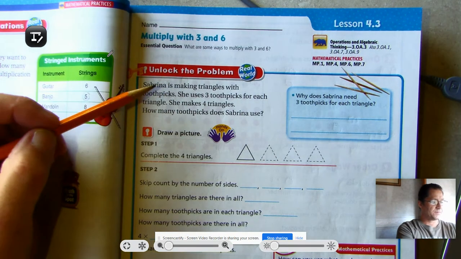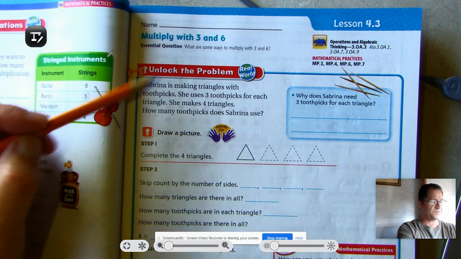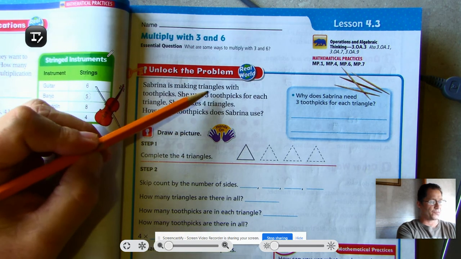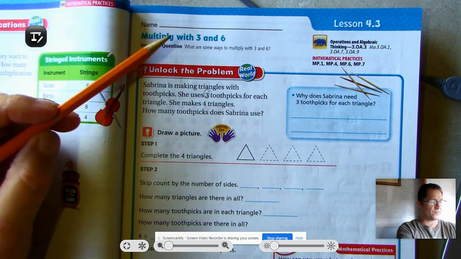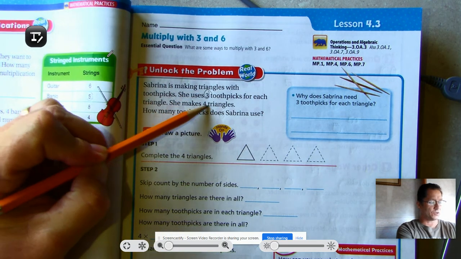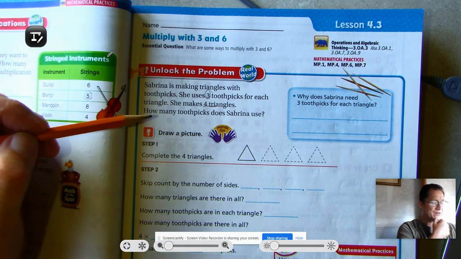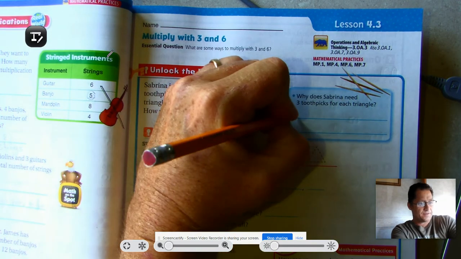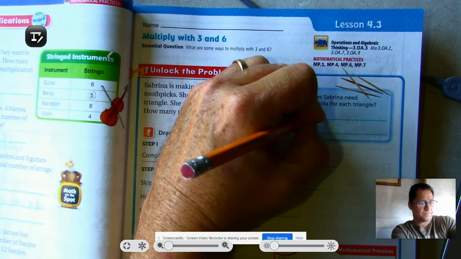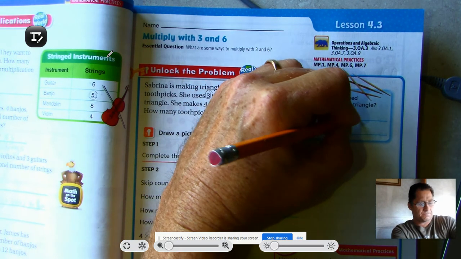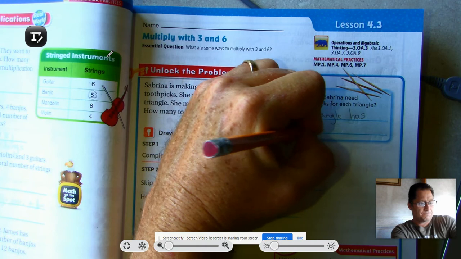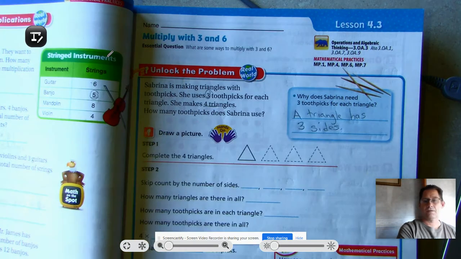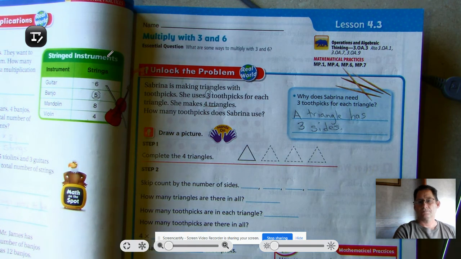So unlock the problem. Sabrina is making triangles with toothpicks. She uses 3 toothpicks for each triangle. She makes 4 triangles. How many toothpicks does Sabrina use? Why does Sabrina need 3 toothpicks for each triangle? Triangles have 3 sides, so the 3 toothpicks must represent the sides of the triangle.